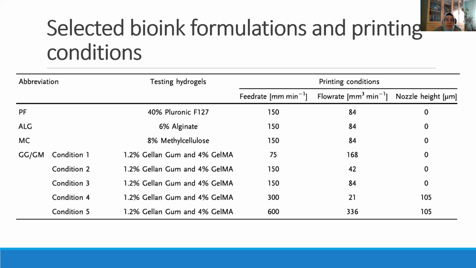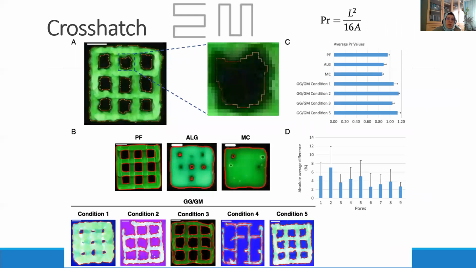And here are the selected bioinks, formulations and printing conditions, chosen to cover a wide variety of outputs, given in this table. We will use these conditions to report. And I will both explain measurements and then give the results in the same slides due to time limitation.